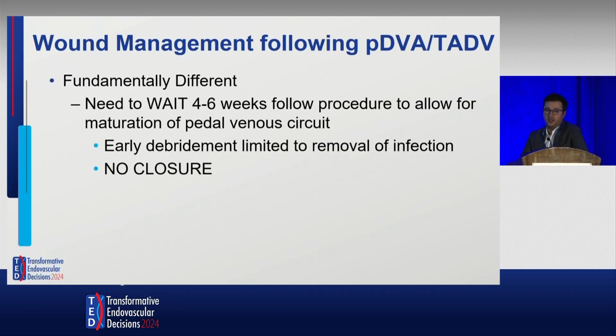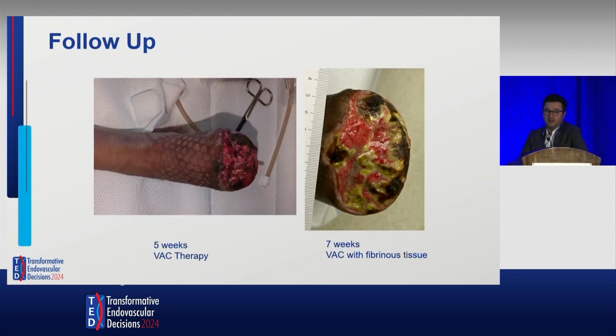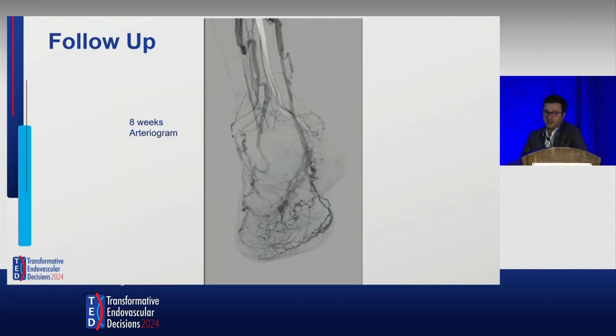Nice. And wound management following PDVA and TAD-V is fundamentally different. You need to wait 4 to 6 weeks to allow for the procedure to mature. So there's only early debridement and absolutely no closure. And that's what an open TMA looks like at 4 weeks. We see flow velocities through the stent of nearly 200 cc's a minute. With VAC therapy, these things can sometimes look pretty ugly, right? Anytime you put a VAC on something, there's a chance that the skin can become macerated, so we can switch to wet to dries, intermittently going back and forth.